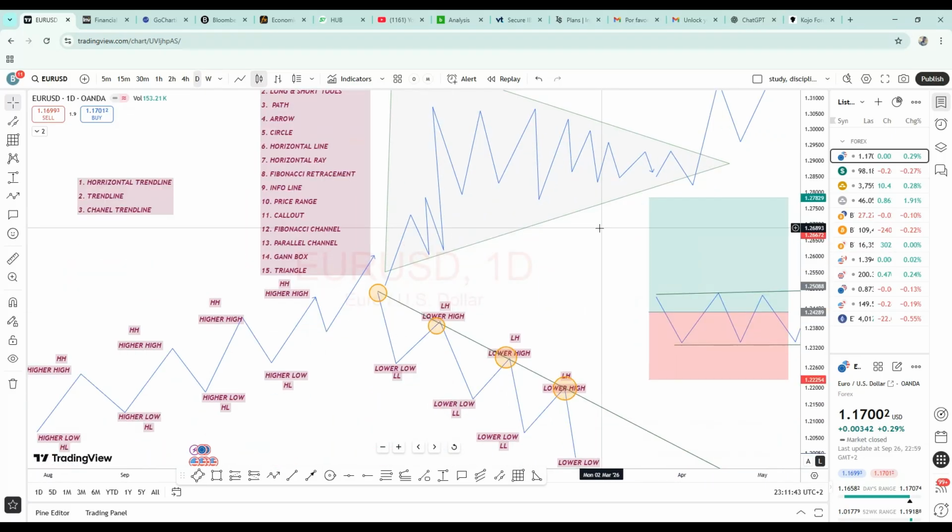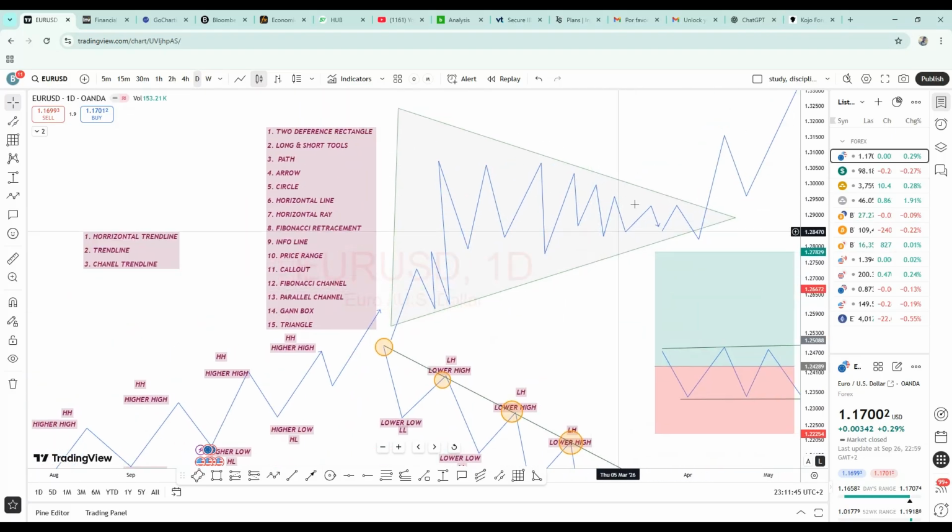So it's a continuation pattern, and later we also have a reversal. I'm going to make another video talking about all these patterns. So if you're willing to, please kindly subscribe to my channel, so that I'll be dropping more of the information that you need about the forex market.